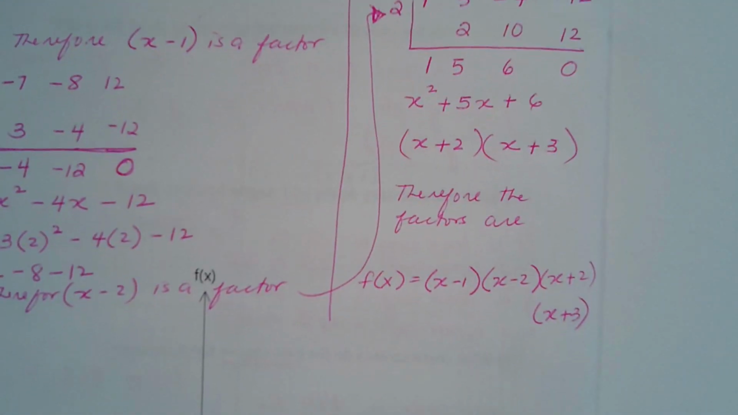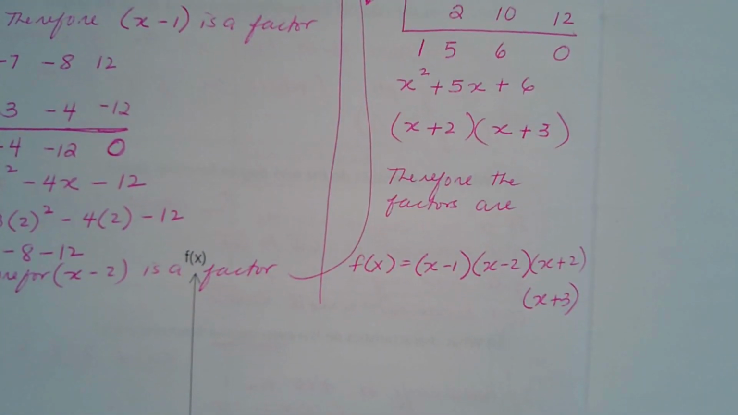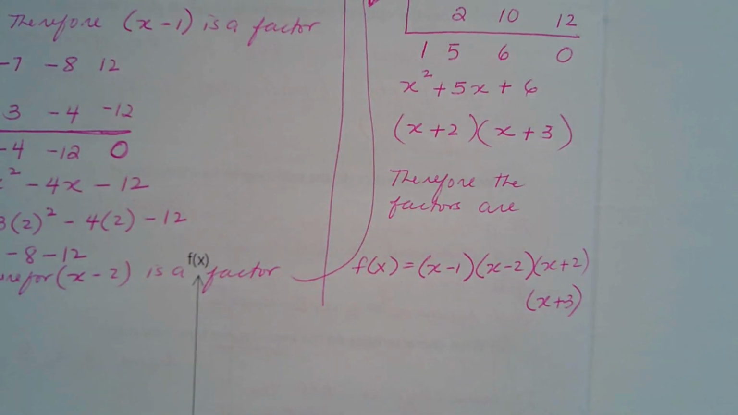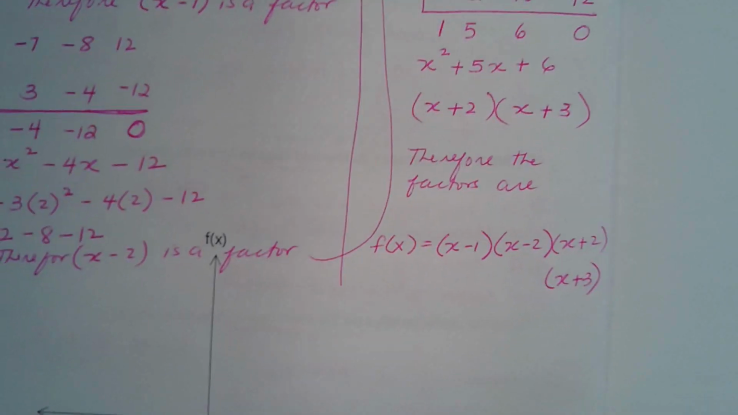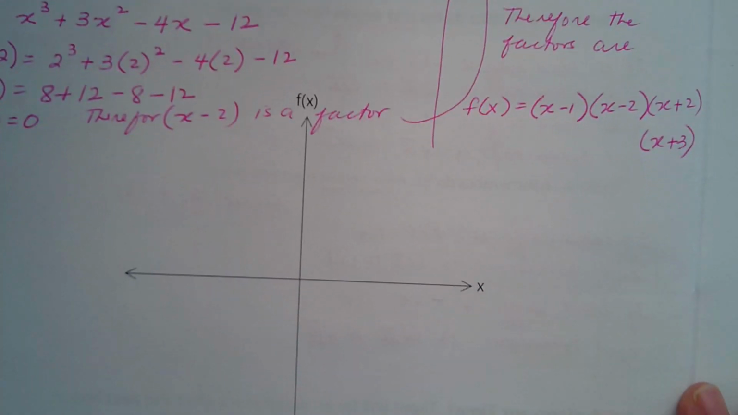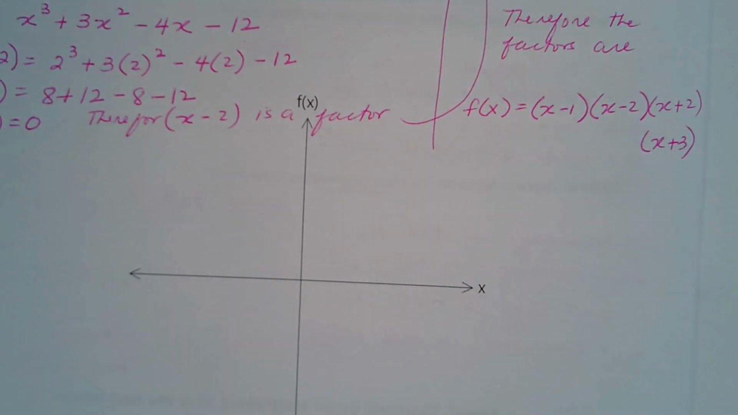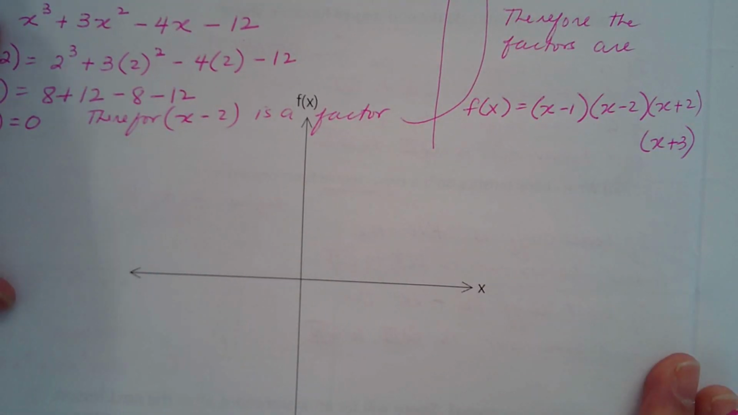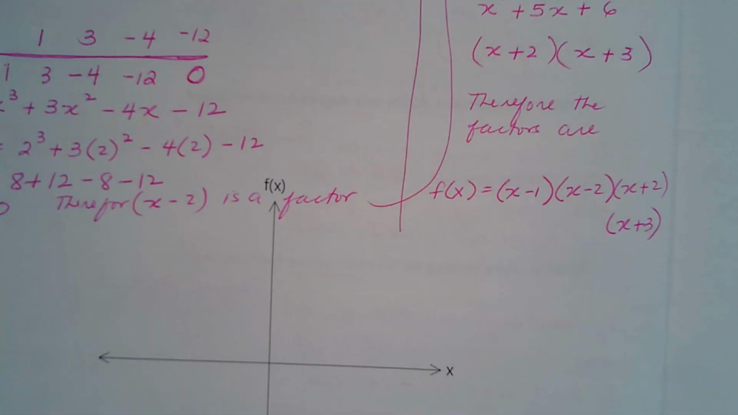Okay, so we have 4 factors, and because we have 4 factors, we have 4 different roots. If we have 4 different roots, we have 4 x-intercepts. So, how does that go? Okay, let's put everything down. Ready? Just a second, please. Yeah, of course.